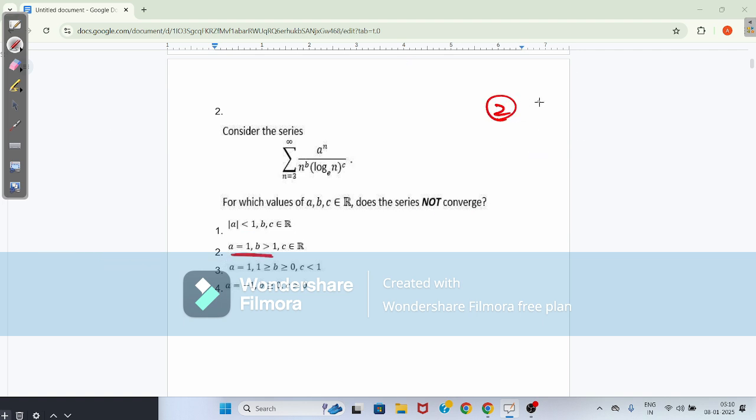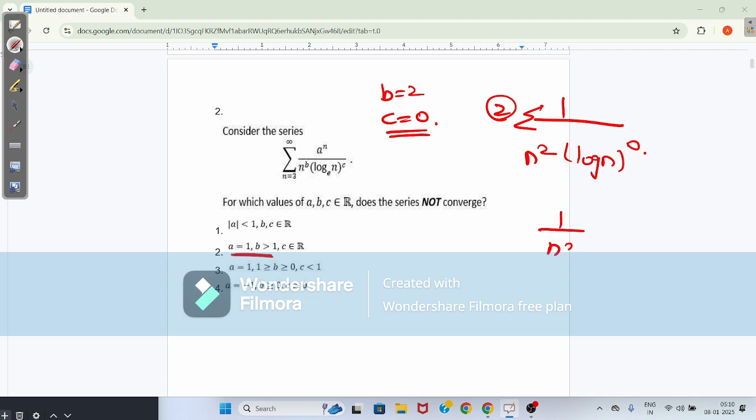For 2, consider a as 1. For b greater than 1, take b as 2 and c as 0 here. What will we get? 1 by n square into (log n) whole power 0. This value is 1, so 1 by n square. This is also convergent by p test.